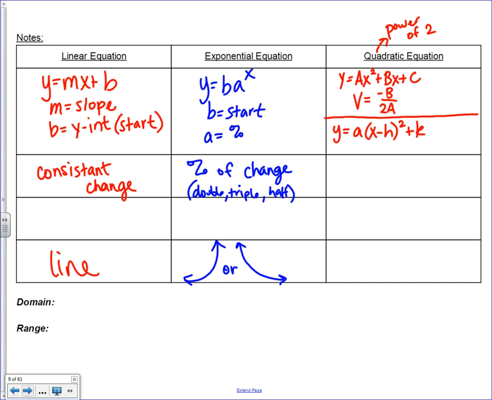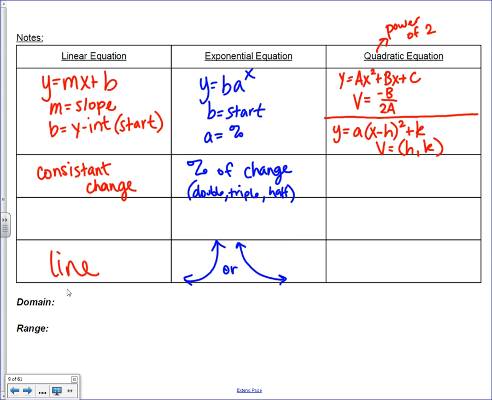The indication that you see vertex form is if there's parentheses in it. Standard form does not have parentheses, but vertex form does. Do you all see how it's a major difference from one to the other? What's that? It is a K, yes. Now, to find the vertex in vertex form, we do H comma K.